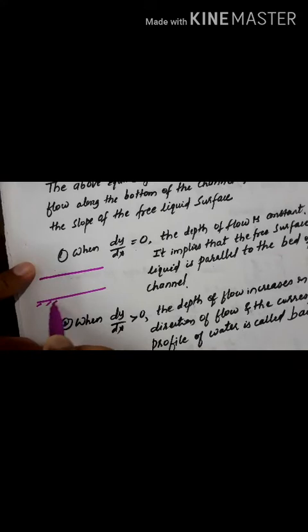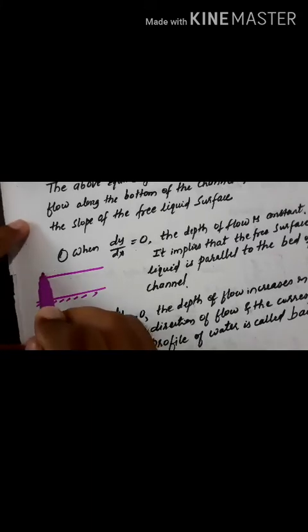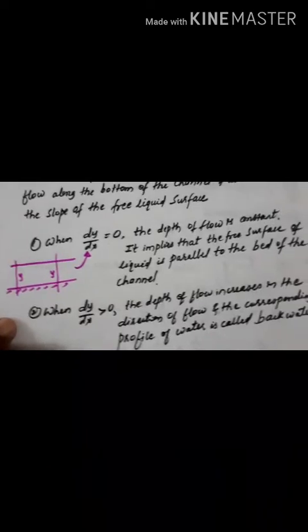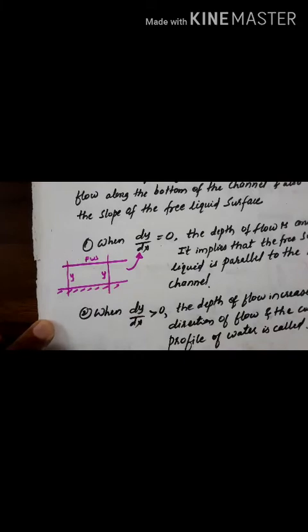The depth of flow is constant means, this is the bed of the channel, so wherever you take here or here, the depth of flow will remain constant. For this one you get this. The depth of flow becomes constant. It implies that the free surface of the liquid is parallel to the bed of the channel.